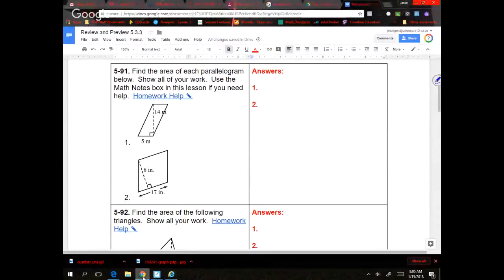All right, this is answers for 5.3.3 for the homework. First one is area of a parallelogram. If you remember, to find an area of a parallelogram, it's just like a rectangle.